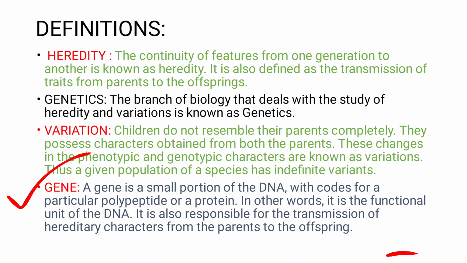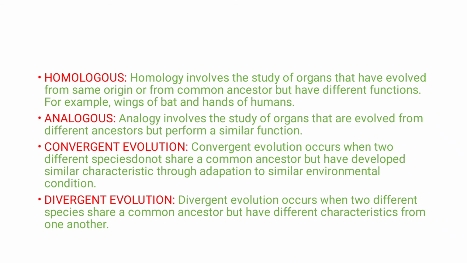Now moving further, very important, homologous and analogous. These two are very important and mostly questions come from this part. What is homologous and what is analogous? It also comes in the differences form in 2 marks. In that you just have to write the definition with an example. What is homologous? Homologous means the organs that have evolved from the same origin or from the same common ancestor but have different functions.